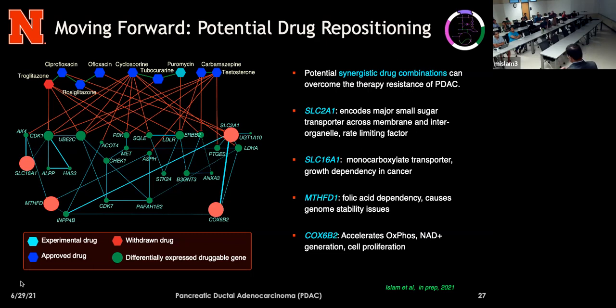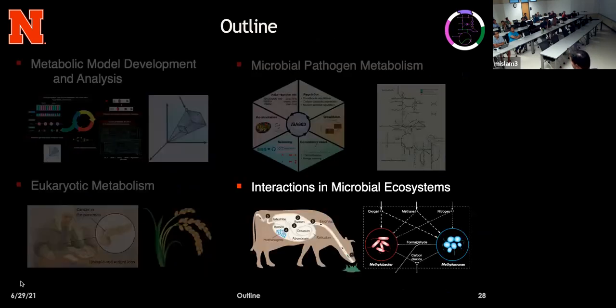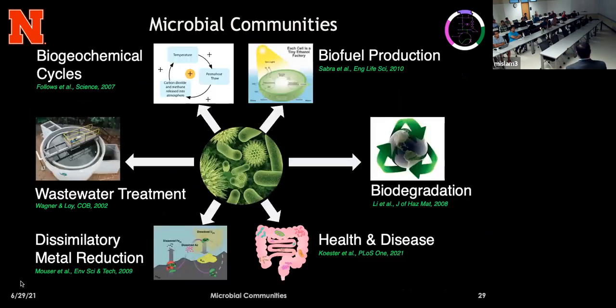Now, these were my research on eukaryotic organisms. Now I'll move to multi-organism systems or microbial communities. They are everywhere. I don't have to explain this slide to all of you. They are playing important roles in natural processes and artificial processes, and we use them to our benefit for a lot of different purposes, including human health and disease and also artificial processes like biological wastewater treatment.